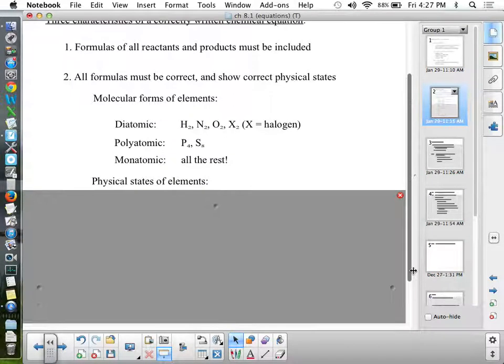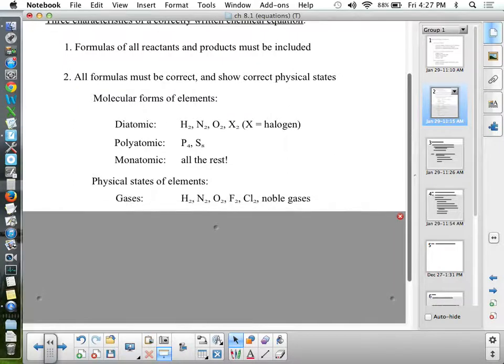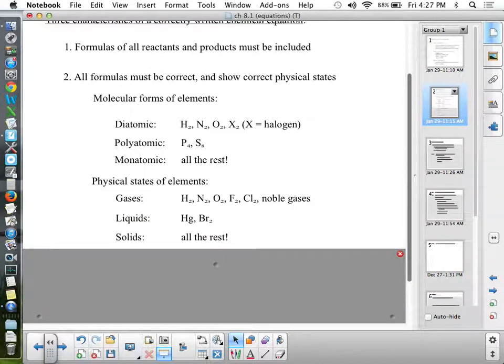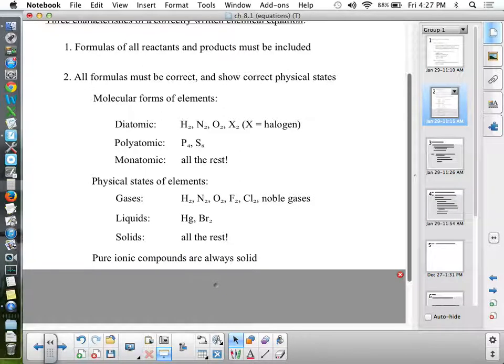You need to have the correct physical states of the elements. Hydrogen, nitrogen, oxygen, fluorine, and chlorine, and all the group 18 elements are gases. There are only 2 elements on the periodic table that are liquids under normal conditions, and those are mercury and bromine, and everything else is a solid. One random bit of factual information you need to write on your note sheet is that pure ionic compounds are always solid.